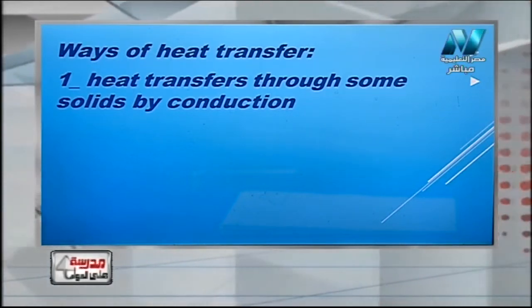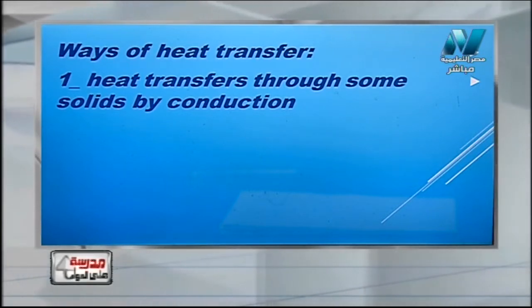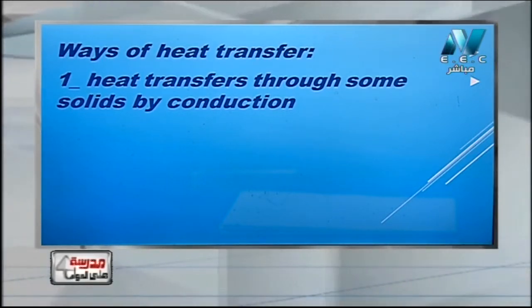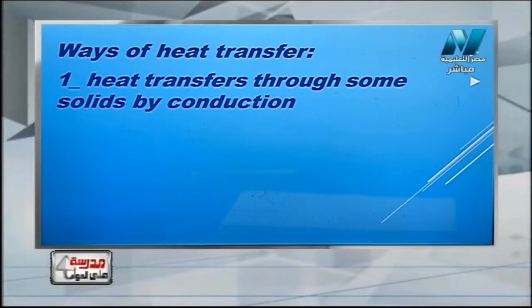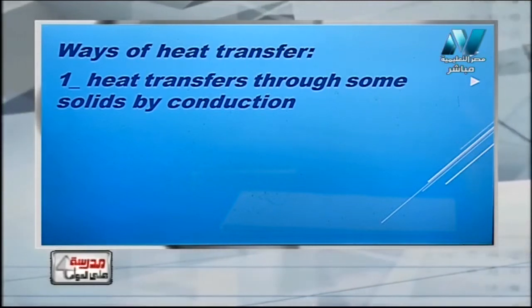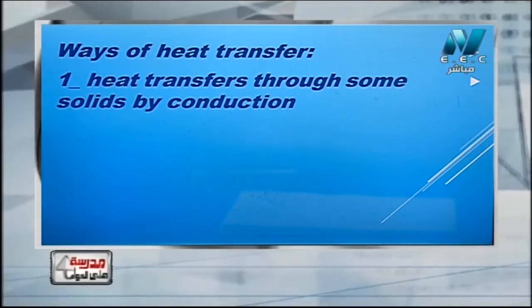As we studied in primary 6, we talked about what? About the heat insulators and heat conductors. Iron is a heat conductor. So heat transfers from the higher temperature part of the iron to the lower, so I feel hot in my hand. Ways of heat transferring: heat transfers through different media, solid, liquid, and gas, by different ways. The way that heat transfers through solids is different from the way of transferring heat through gases and liquids.